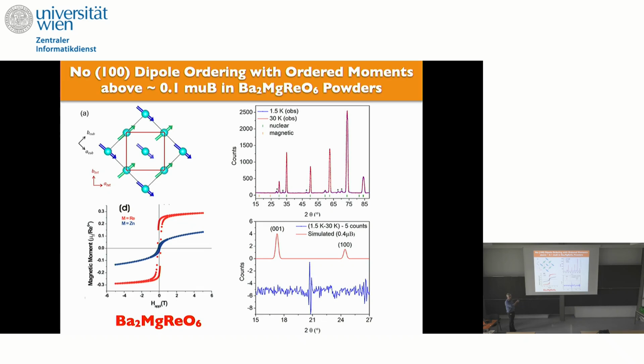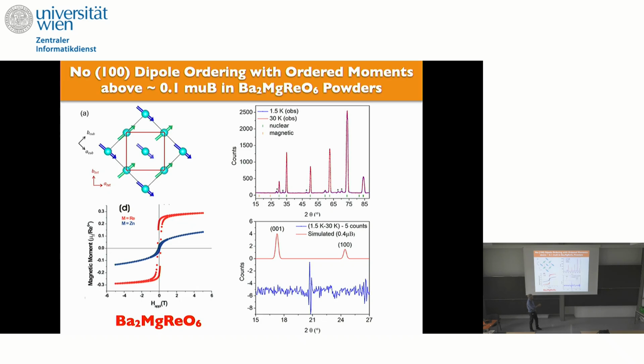And then we went to look for this unusual structure, not with resonant X-ray scattering, but with powder neutron diffraction, because this should be observable. The ordered moments that were proposed here are 0.4 Bohr magnetons. And remember, with powder neutron diffraction, our lower limit is about 0.1 Bohr magnetons. So this is using the same world-beating powder diffractometer at the ILL that I talked about before, D20.